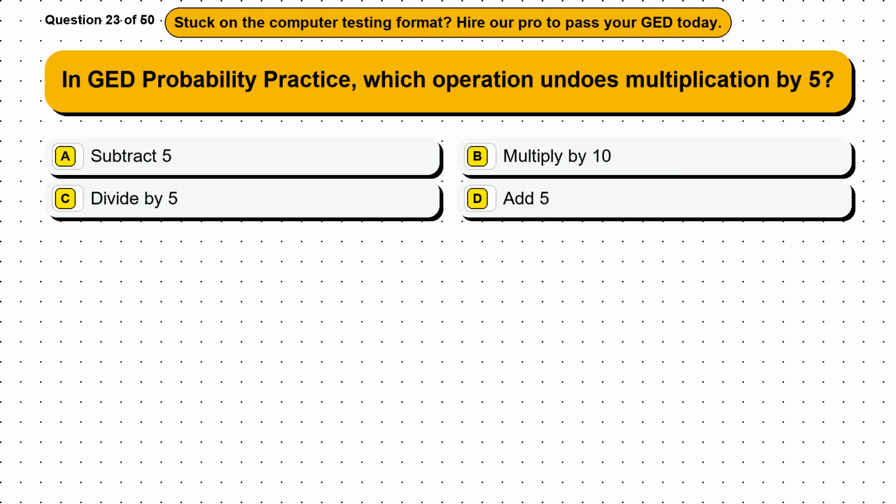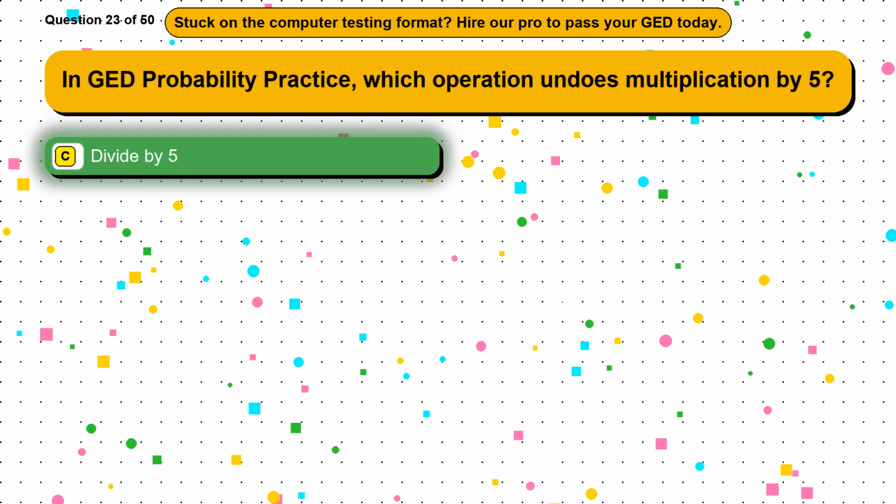Question 23. In GED probability practice, which operation undoes multiplication by 5? Option A, subtract 5. Option B, multiply by 10. Option C, divide by 5. Option D, add 5. The correct answer is option C.